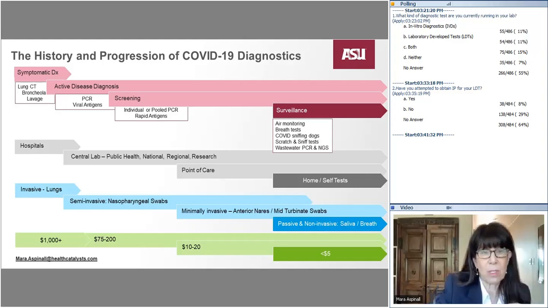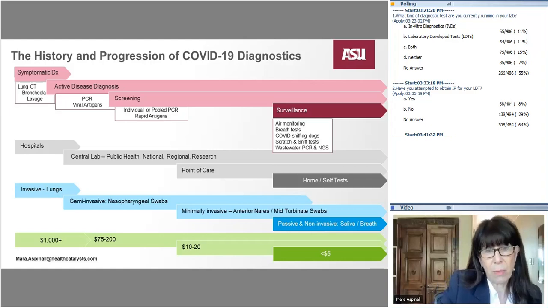I thought it was important to give the history. I'm sure many of you know this and are familiar with it, but I find it very unfortunate that many still believe that testing requires nasopharyngeal swabs and that that's the only way to do testing, because we now know anterior nares and mid-turbinate swabs are equally effective, as is saliva. So many people are stuck where we were over here.